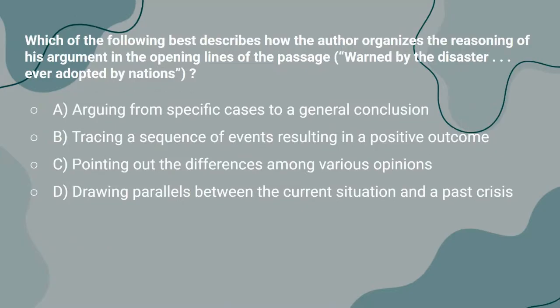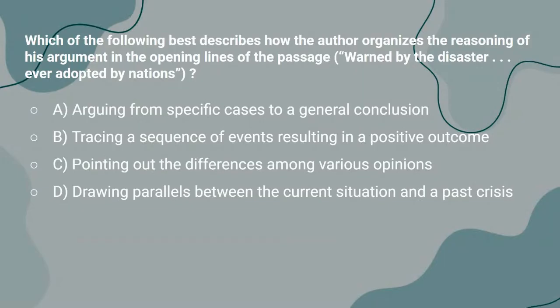So what best describes how the author organizes the reasoning? Is he A, arguing from specific cases to a general conclusion? I'd say possibly, but he isn't using specific cases. He mentioned the last great war, and it does tell you that this was in the 1930s on the real thing. I don't know if I copied and pasted that here. No, I didn't. But I wouldn't say that's a great one. B, tracing a sequence of events resulting in a positive outcome. I think that one's a little bit better, but we'll see if there's anything better for it. This one's good because it says after the Great War, this happened on our way to peace. So it is a positive outcome from a sequence of events. I'd say we could eliminate A here, but let's keep both in as well.